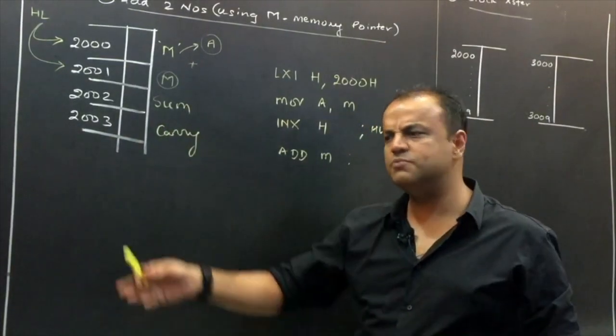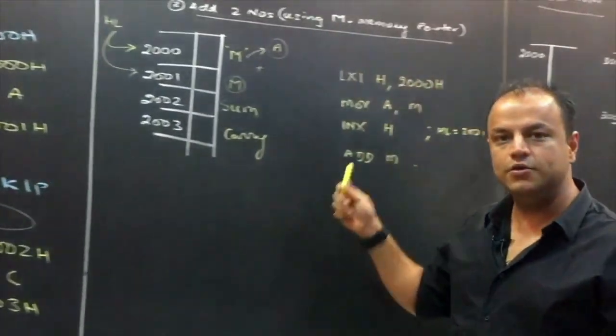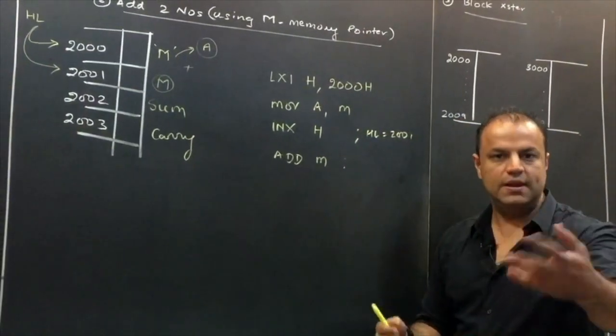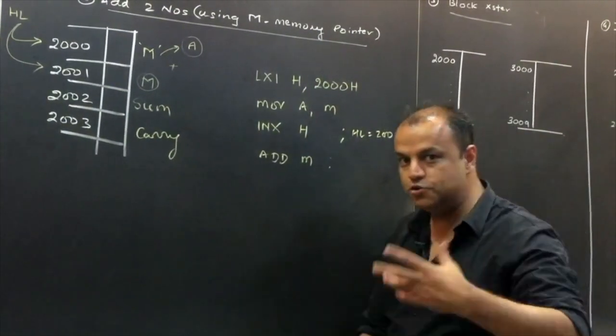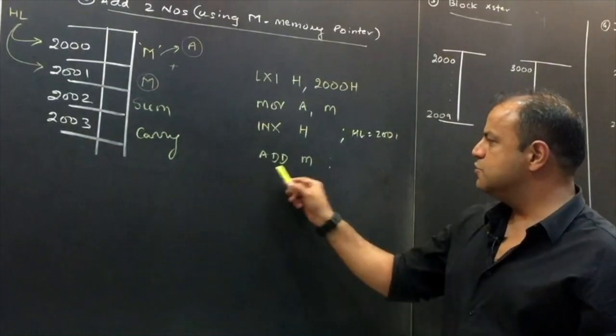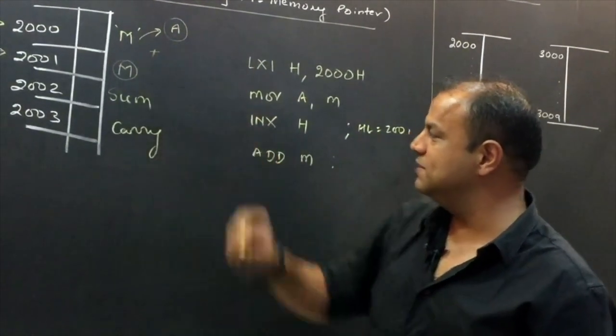In fact, there are some programs where you cannot use this approach at all. But here you can do a lot by using M. Let me just finish the program, then I'll teach you more. I'll show you more advantage of using M. Anyway, so when you write add M, these two numbers have been added.